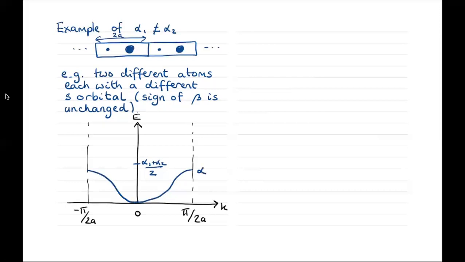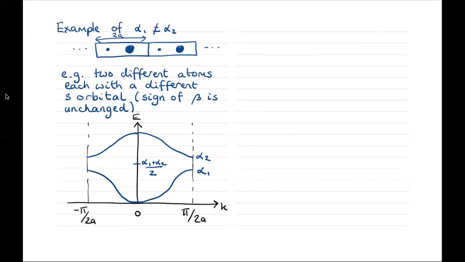where the energy at pi over 2a is alpha 1 for the lowest band and alpha 2 for the higher energy band. So we see that our band structure is different in this case, and significantly, it should be symmetric between 0 and pi over 2a and 0 and minus pi over 2a. That's just my bad drawing.